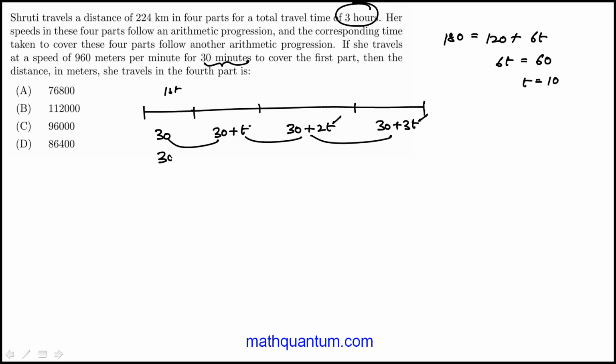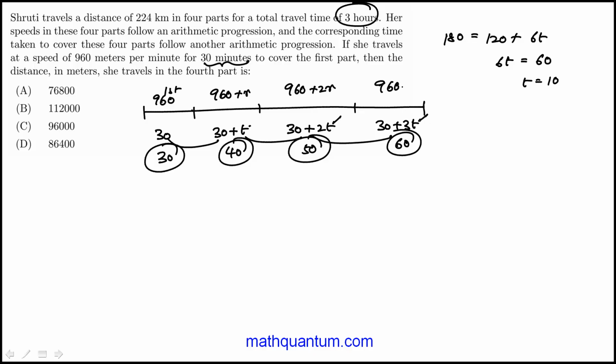So we have our times here, 30 minutes, 40 minutes, 50 minutes, and then 60 minutes. Same thing, they tell us that the speeds are also in arithmetic progression. So if this is 960 and that common difference is r, then these would be the speeds for these 4 segments. And we're told that the total distance is 224 kilometers.